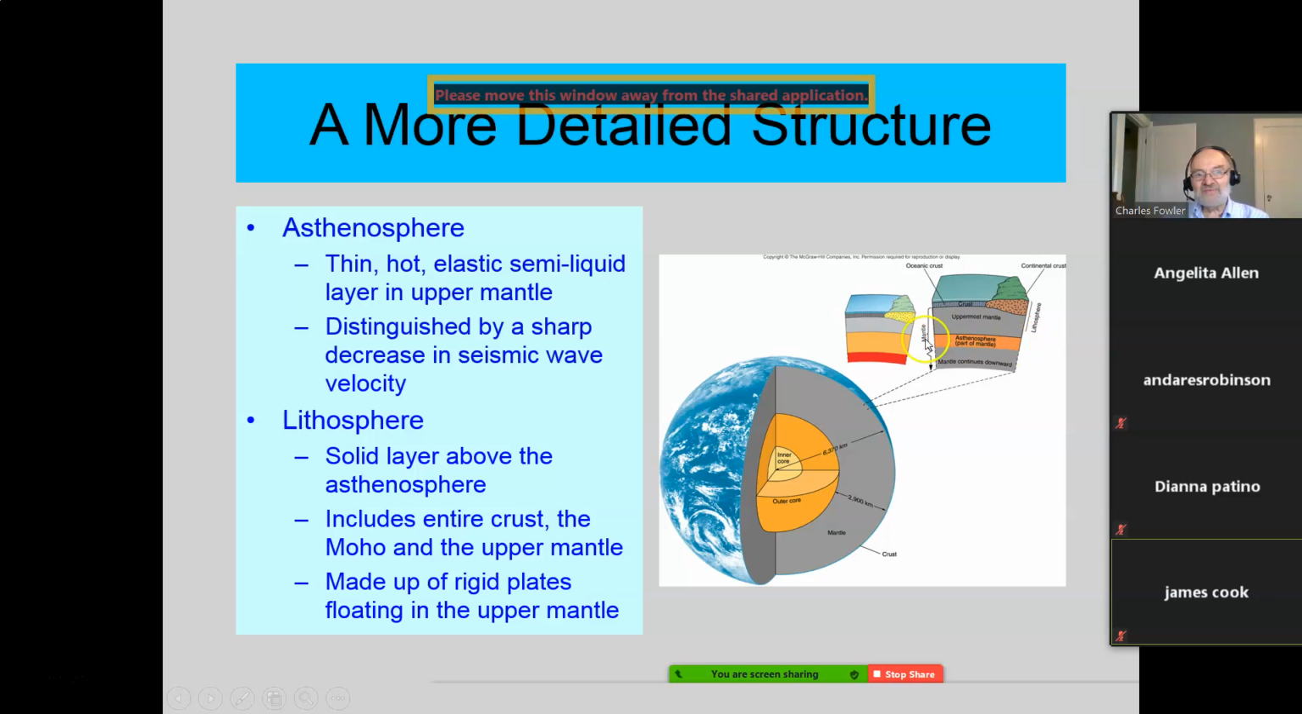The asthenosphere is that semi-liquid layer here. These plates float, so to speak, on that layer of semi-liquid material. Underneath there, again, the lower part of the mantle, and that just stays solid. Okay? Not really changing much at all.